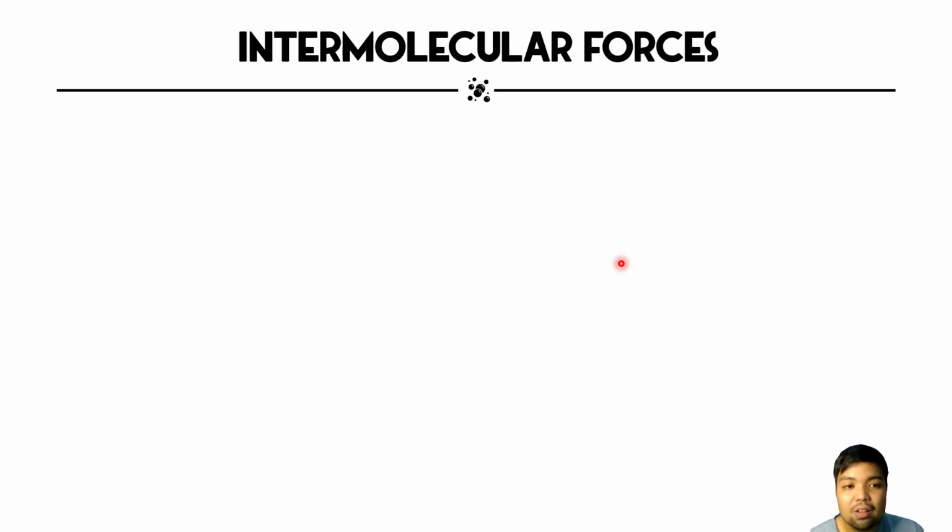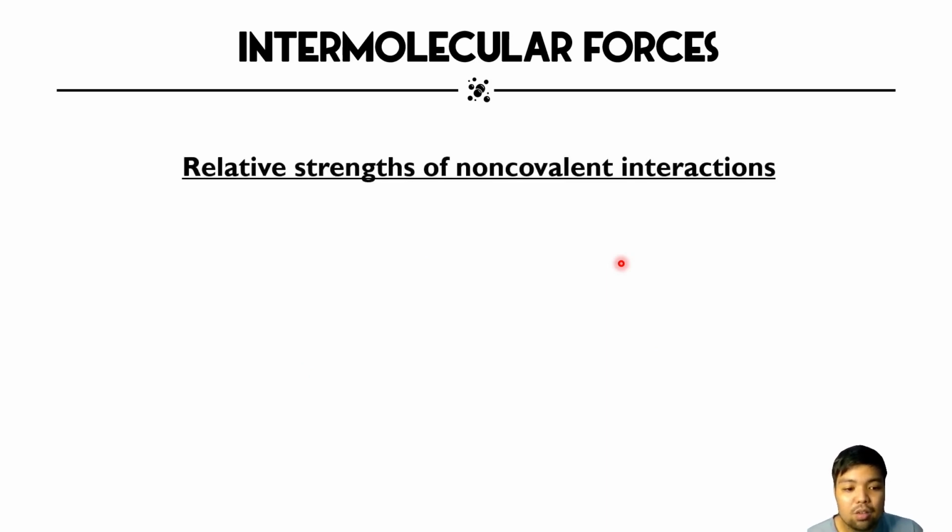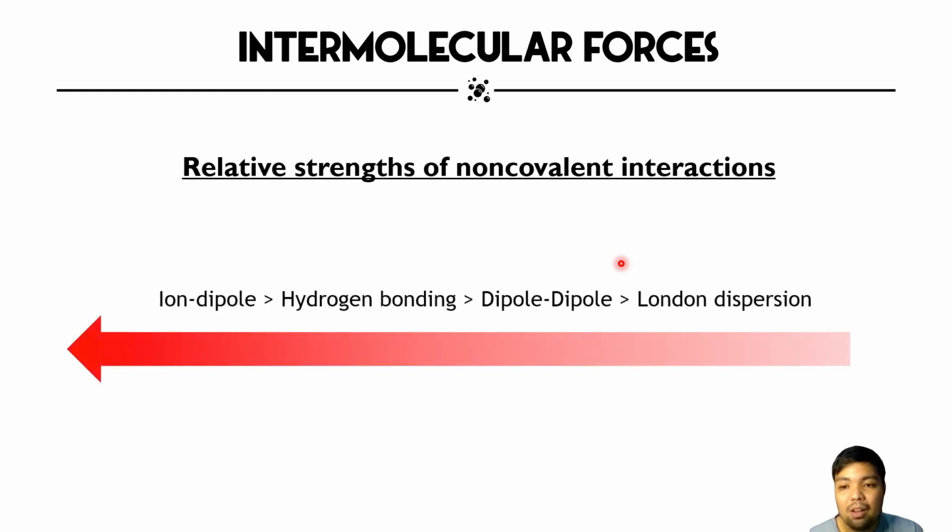So we have discussed all of these intermolecular forces. However, how do they compare in terms of strength? So obviously, the strongest will be the ion dipole because it is between a full-blown charge and a partial charge. Next is we have your hydrogen bonding. Next is your regular dipole-dipole interactions. And the weakest is the London dispersion forces because it is only formed by an instantaneous dipole, which immediately dissipates after a brief moment.